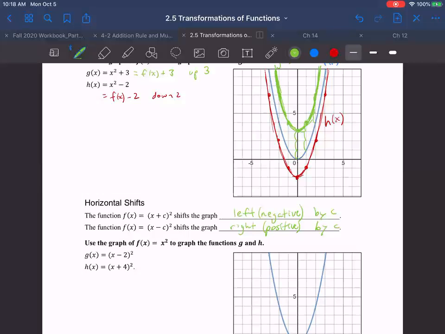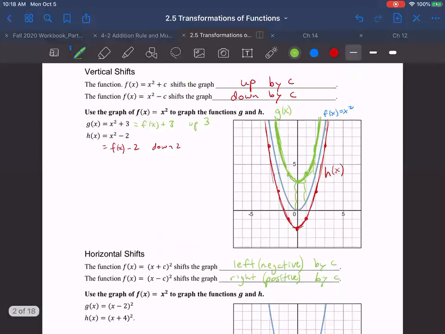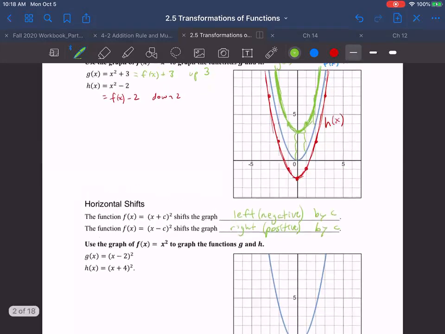Okay, so whenever you're doing something inside the function itself, whenever you're doing it directly onto the input variable, it's going to do the opposite of whatever is there. Whenever you do it after you do the function, when you do it to the whole function like we did above, it's going to do exactly what it says. Doing it inside the function directly on the x, it does the opposite.